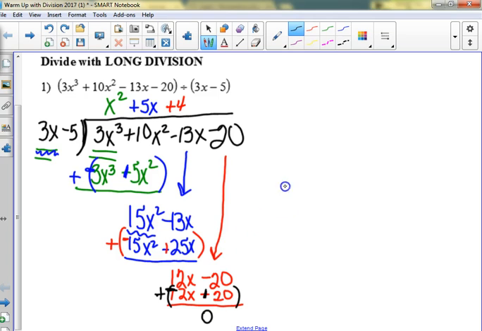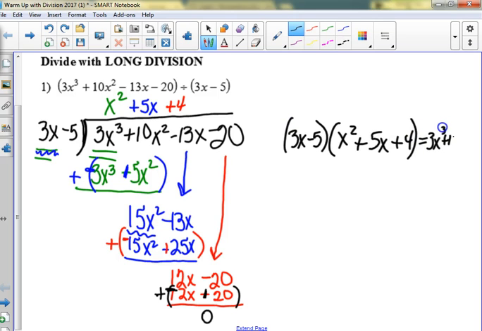Everybody okay? So if for fun we wanted to FOIL this back together, it should come out to what we started with, right? 3x cubed plus 10x squared minus 13x minus 20. Obviously that fits right on the screen right there. Okay. So there's no remainder to worry about. So any questions on that one?